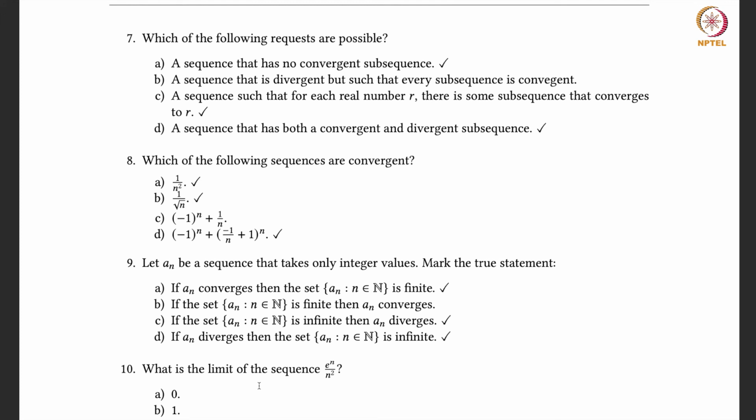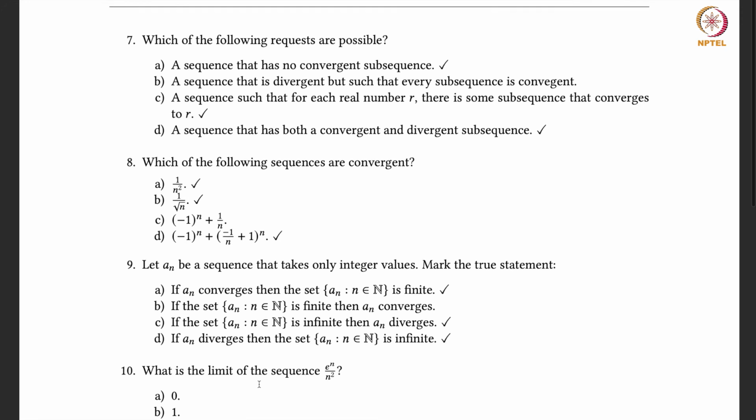D: A sequence that has both a convergent and divergent subsequence. It is very easy to see that such things exist. Which of the following sequences are convergent? 1 by n squared and 1 by square root of n are obviously convergent. You have already seen this.